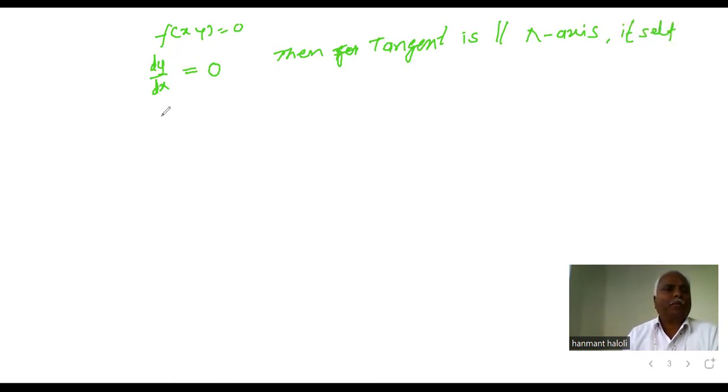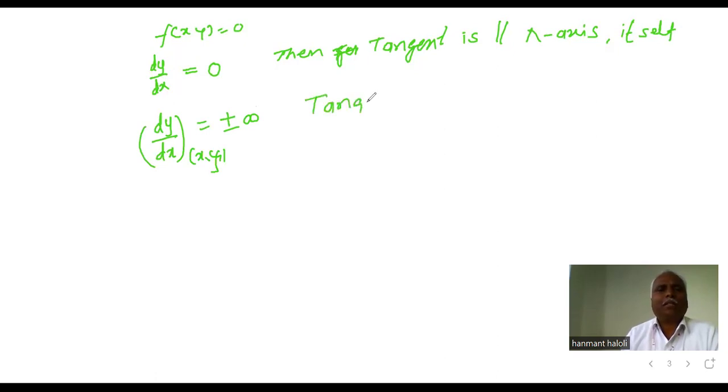If dy by dx is equal to plus or minus infinity at any point, say x1, y1, then you say that the tangent is parallel to the y-axis or is the y-axis itself.